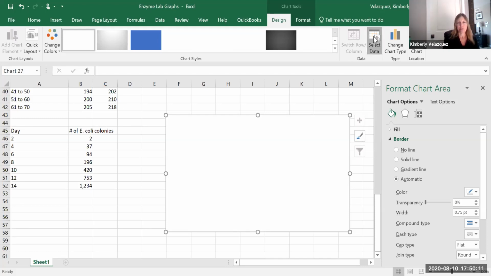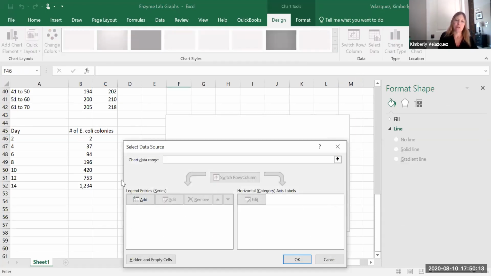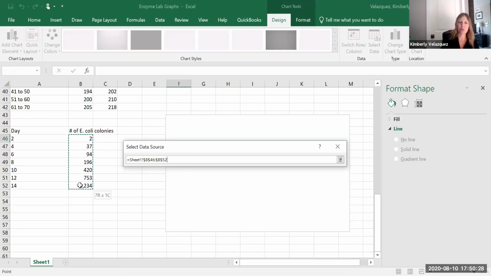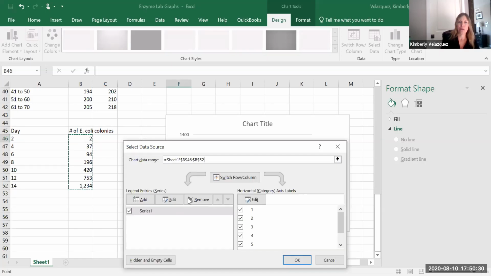And now I want to select the data. Now this is where it gets a little different. Chart data range, that is just your Y data. And we want our Y-axis to be the number of E. coli colonies. So I'm just going to highlight those numbers. Now for the horizontal, the X-axis, I want it to be the days. But what this thinks I want it to be is data point 1, data point 2, data point 3. So I have to tell it that's not what I want.